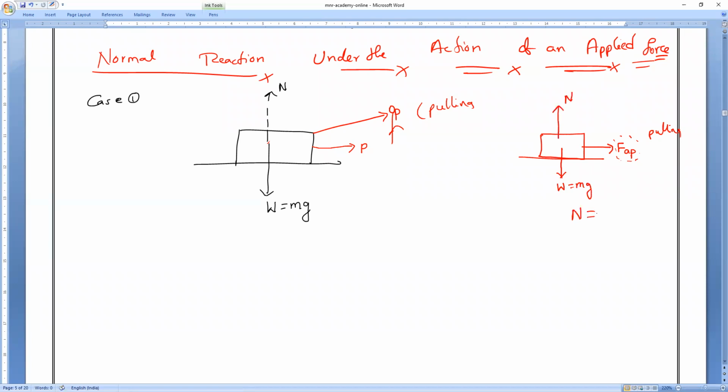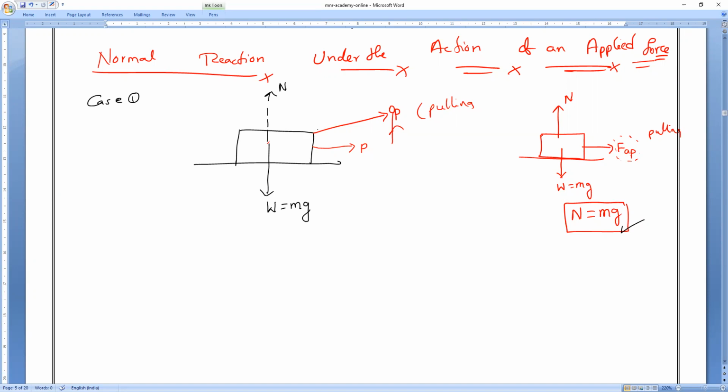So in this, normal is equal to what? N is equal to mg. Am I right or wrong? Mg remains constant. Now, here the force is applied inclined to the surface with a theta angle. It is not normally applied. It is applied with the inclination.